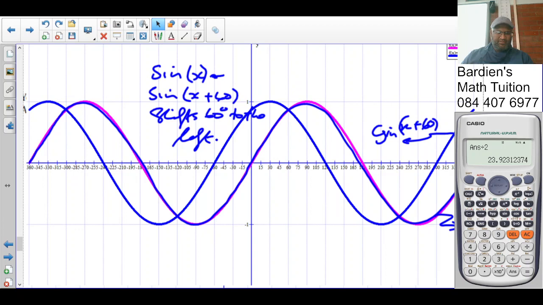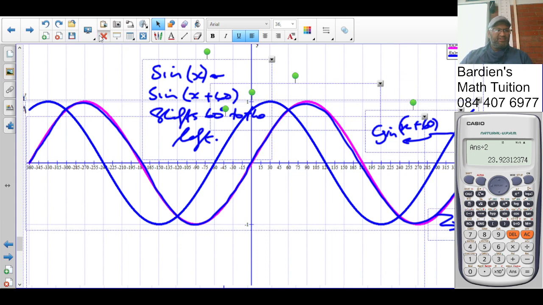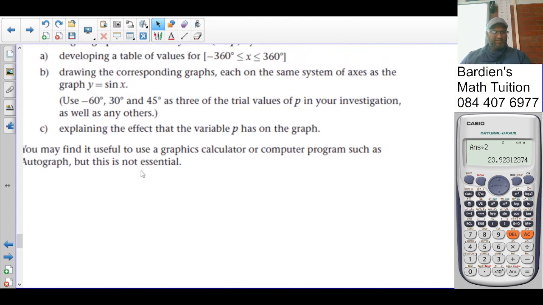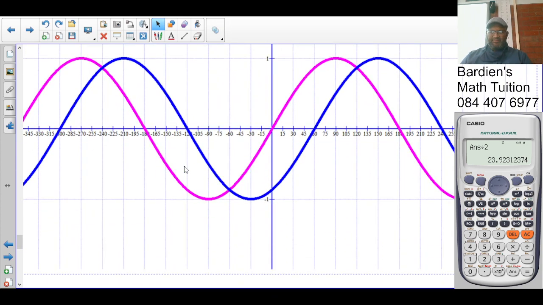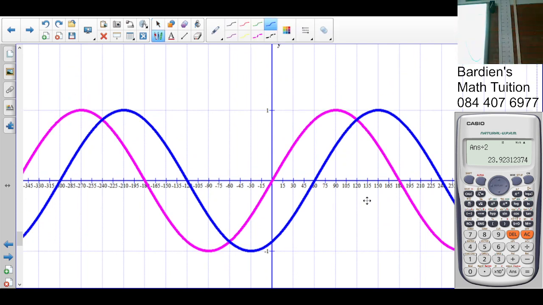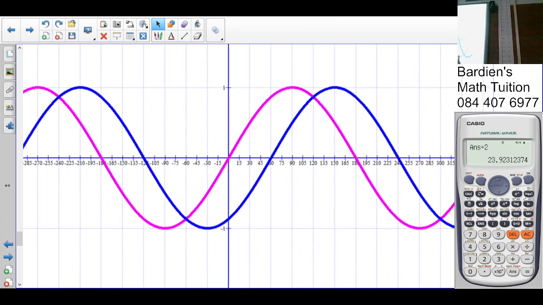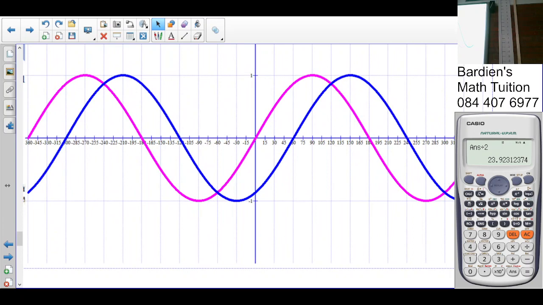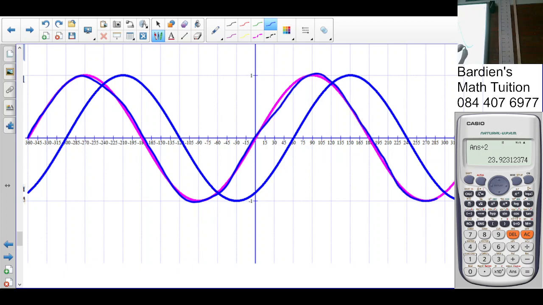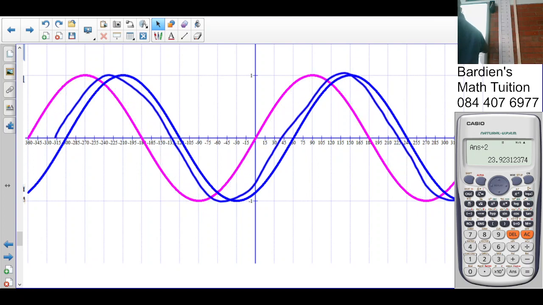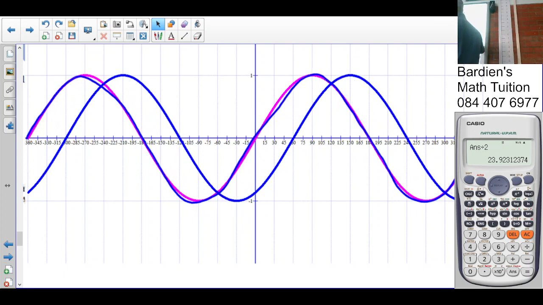How do I go forward now? Put in minus 60. 60 degrees to the right. You guys see that? Right, let's just copy that, put it in here. You see, this was the original graph in pink. And I'm trying to move this graph, stopping at 360. So what do you need to notice? The graph is moving 60 degrees forward. Can you see that, people?